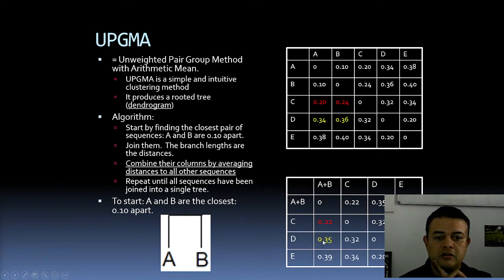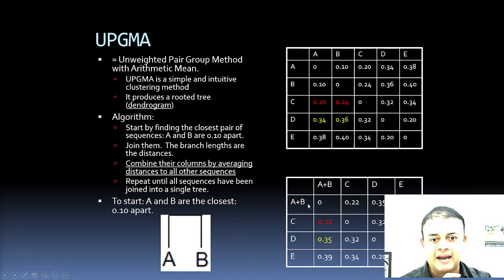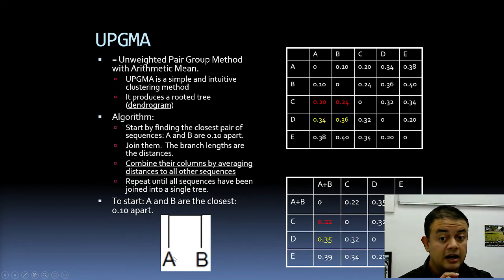How did you arrive at 0.35? Because A to D is 0.34, B to D is 0.36. So 0.34 plus 0.36 divided by 2. There, in between these two, the arithmetic average is 0.35. Right? So draw everything completely for A plus B. The step is just to combine A plus B, because you have already joined these two branches together, A and B. You already combined these two nodes together.